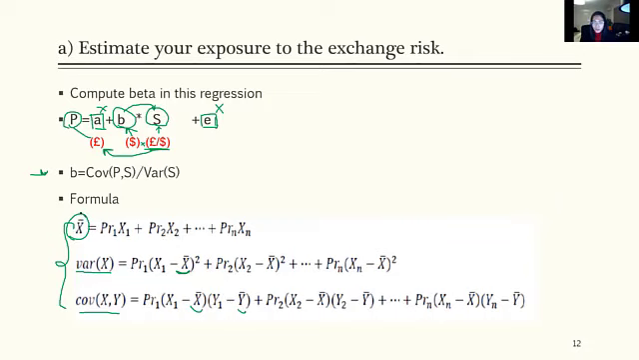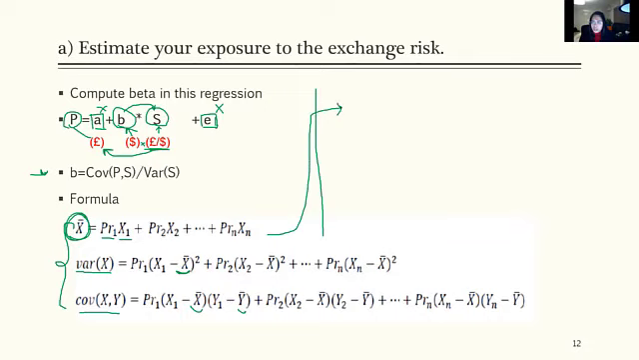So to compute the probability weighted average, you simply have to take the probability of each scenario and multiply it with the value of the variable in that scenario, okay? So let's go through one example.